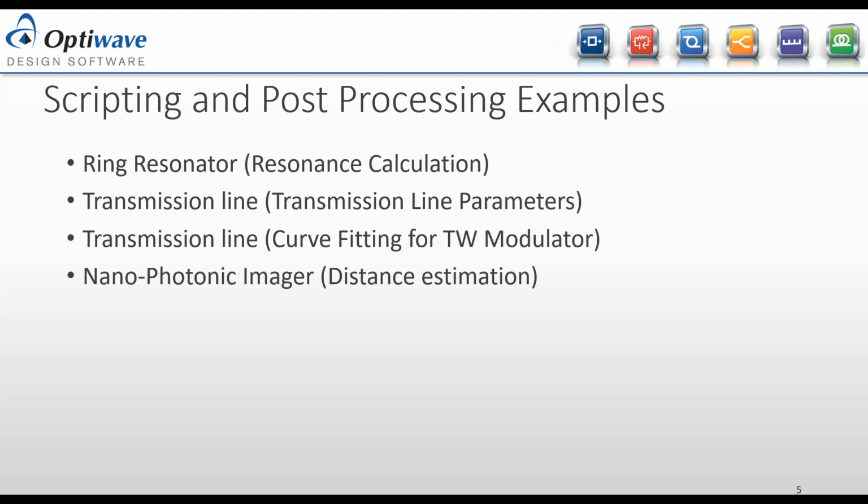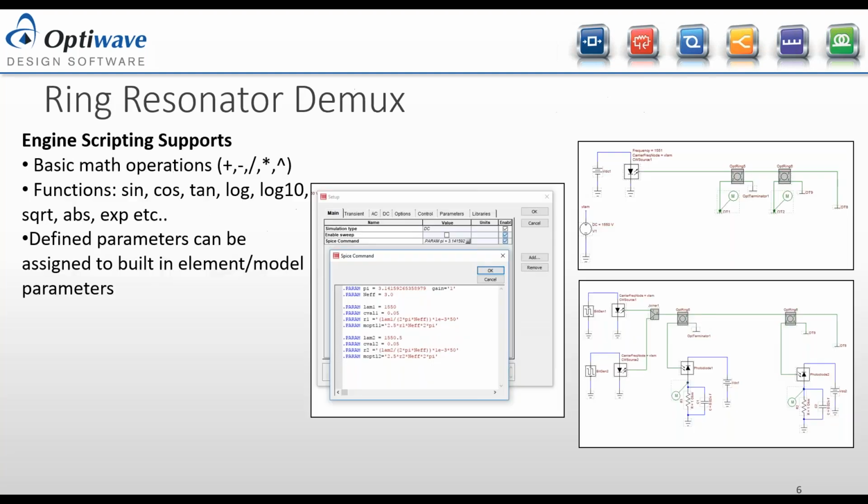Then we'll talk about the transmission line and how we can calculate the transmission line parameters like loss and velocity of the transmission using Python. And then I'm also going to show you a curve fitting algorithm I developed for our traveling wave modulator, which fits measured parameters into the transmission line model that is included with the traveling wave modulator. Finally, I'm going to talk about a Nanophotonic Imager and how we use Python to post-process the results.